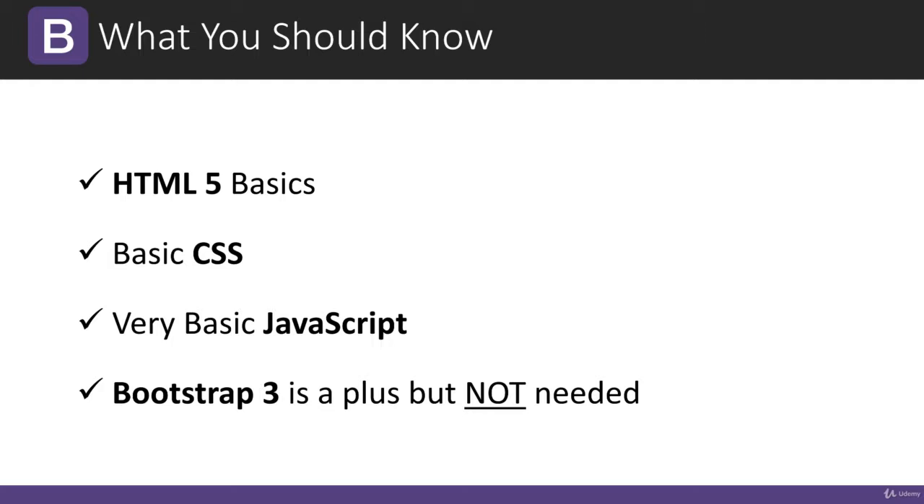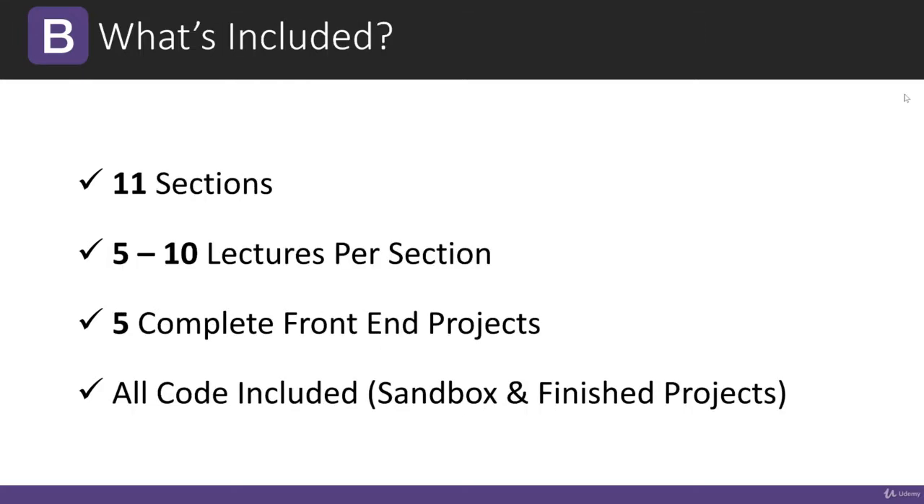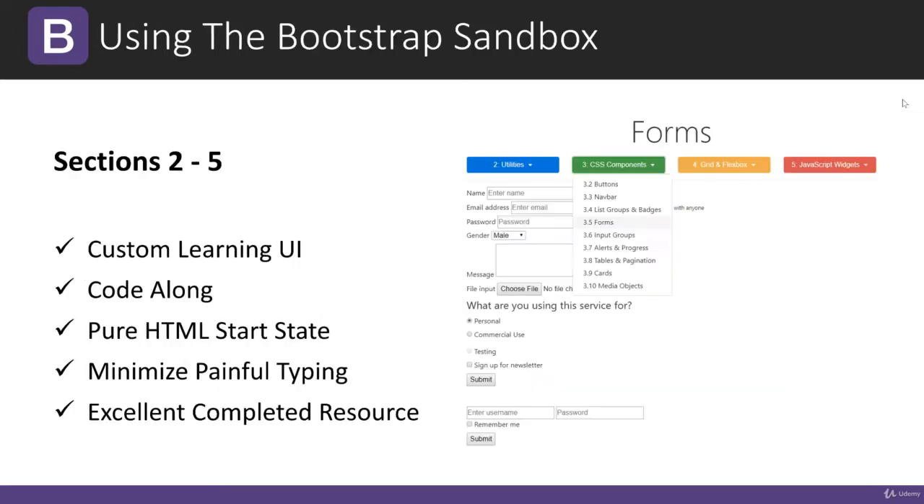So this course has 11 sections, and it has 5 to 10 lectures per section. And we'll have 4 sections using the sandbox, which I'll explain in a second what that is, and then 5 sections with 1 project each. Okay, so 5 projects total. Also, all the code is going to be included in this course. Each project intro video will have the final code for that project or for that theme.